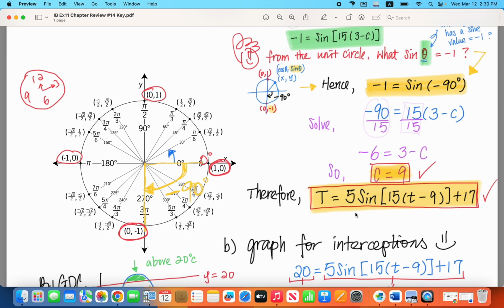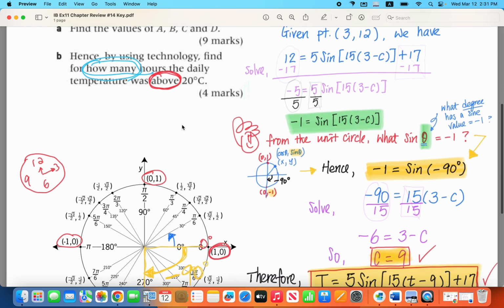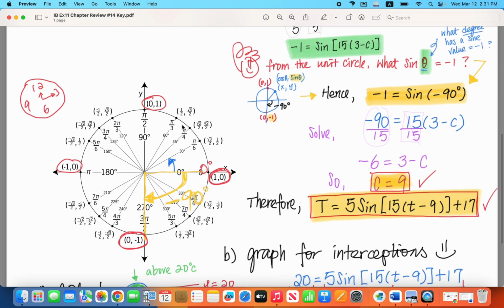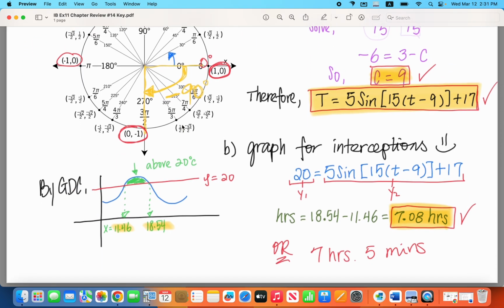Ooh la la, good. Okay, now when we go back to part B, it asks us, by using the technology, find for how many hours the daily temperature was above 20 degrees Celsius, right? Here the keyword is how many hours above the 20 degrees. Now, remember what we say, when there is a picture, the answer is in the picture. So my inspiration is, I shall graph the function. And once I graph the function, I'm going to look for the intersection, and that will be my solution.